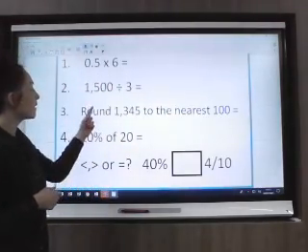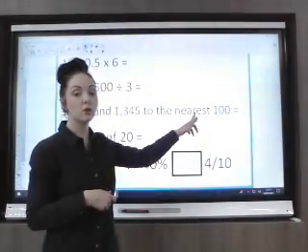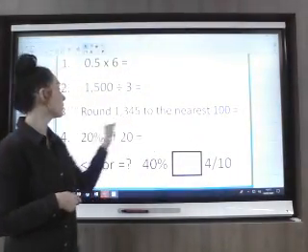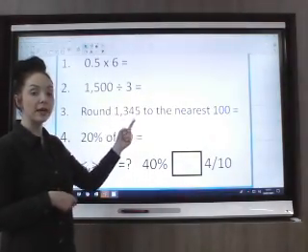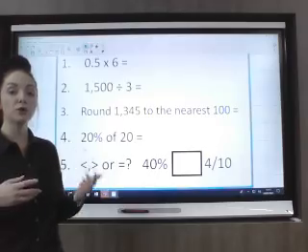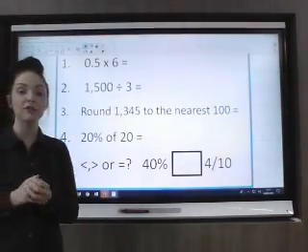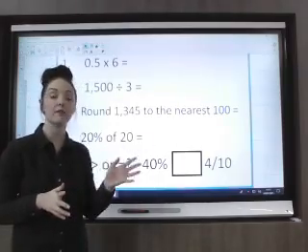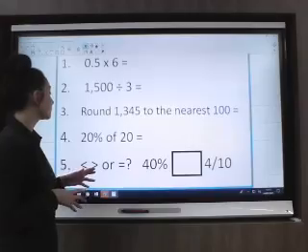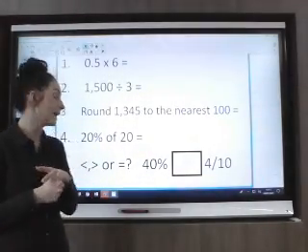Number 3 then is round 1,345 to the nearest 100. Okay, so find your hundreds digit, look at the one next to it. Does it need to be rounded up, or does it need to stay the same? Number 4 then is 20% of 20. We went over percentages at the beginning of last week. So remember, to find 20%, find 10%, multiply it by 2.